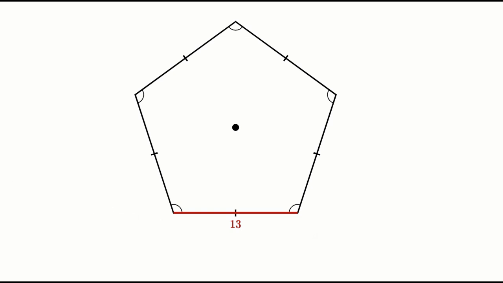Okay, now let's do this together. So just to remind ourselves, if we want to take the area of a regular polygon like this, it's going to be equal to 1/2 times the apothem length, which I'll talk about in a second, times the perimeter.